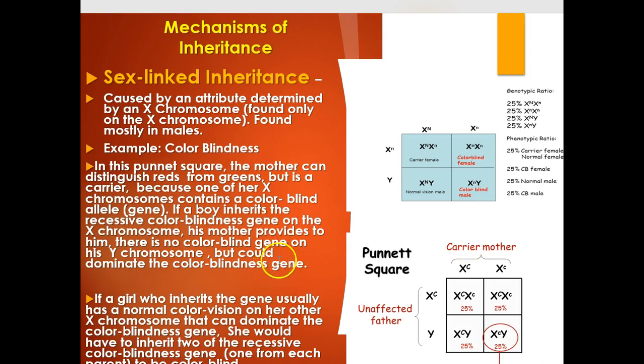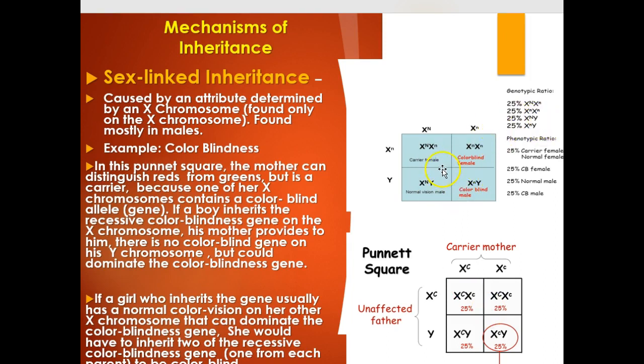Now, but his mother provides to him. There is no colorblind gene on his Y chromosome, but he could dominate the colorblindness gene. If a girl inherits the gene, she usually has normal color vision on her other X chromosome that can dominate the colorblindness gene. She would have to inherit two of the recessive genes for colorblindness, one from each parent, as you see in the Punnett square here.